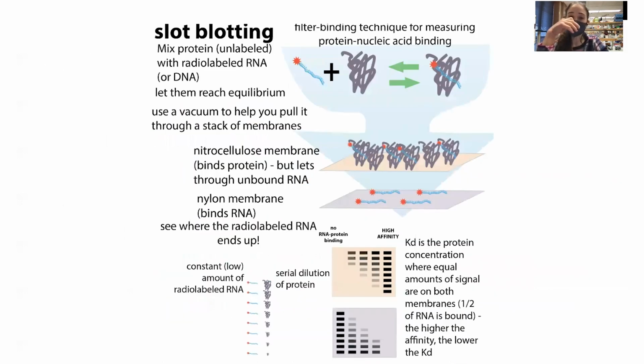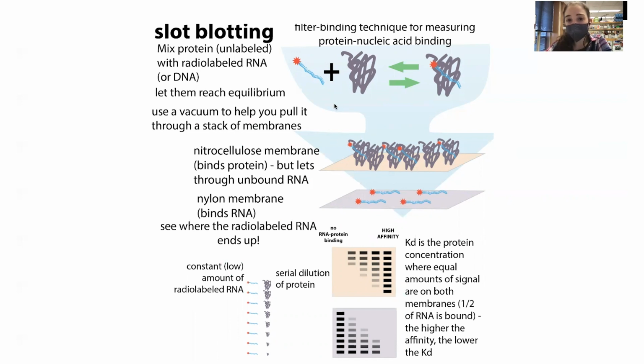So for nucleic acid interactions, the method that I've used the most is called slot blotting or filter binding assay, where basically you have this vacuum filter apparatus that's going to help you pull liquid through. There's a nitrocellulose membrane on top that's going to bind to protein, and then a nylon membrane that'll bind to RNA beneath it. You take your protein and your RNA. I do it with RNA typically, but you can also do it with DNA. This will be radiolabeled, so you can track it.